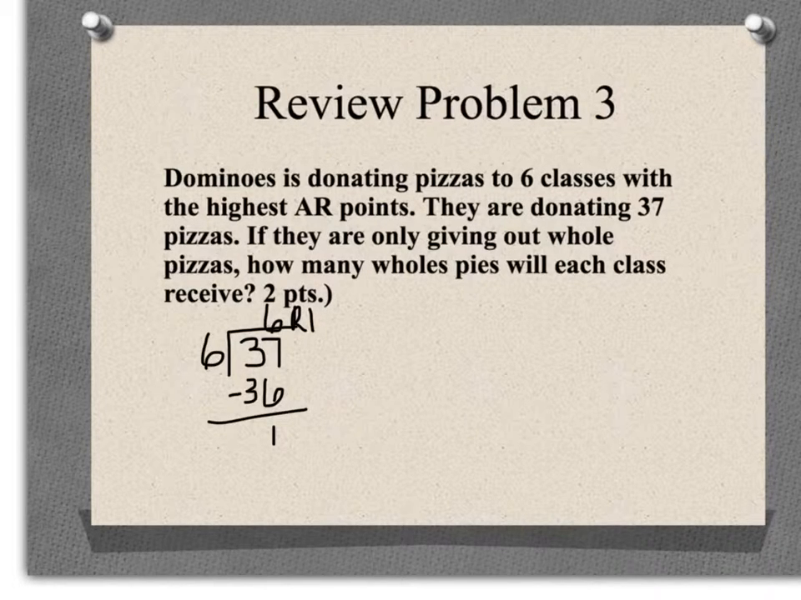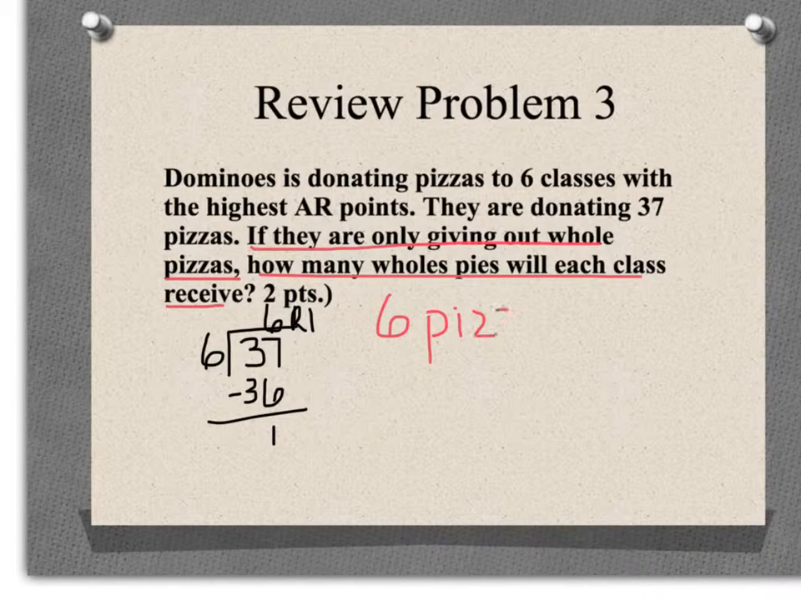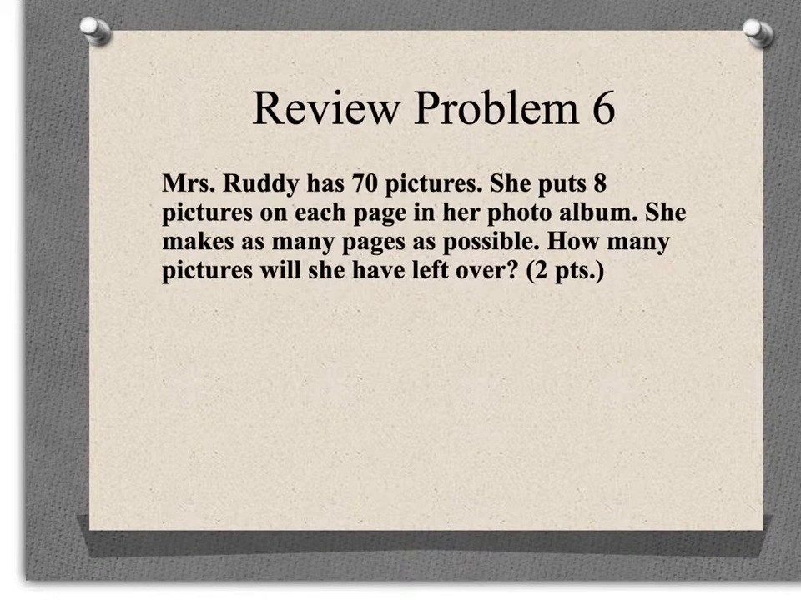For this problem, it's important to make sure you answer the question, however. If they are only giving out whole pizzas, how many whole pies will each class receive? The answer is 6 pizzas or 6 whole pies. You'll find that most of the word problems are worded in this fashion and need you to pay close attention to the question. Look at review problem 6.